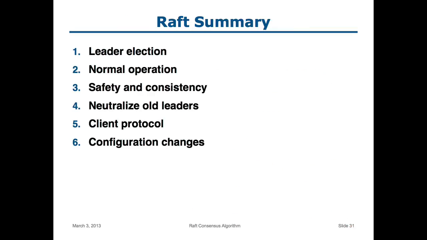This brings us to the end of the Raft presentation. Let me conclude by just reminding you of the six major pieces of the algorithm. The first piece is leader election, in which we make sure that at most one server can act as leader in any given term. Second, I described the normal operation of the system, where leaders accept requests from clients and replicate them across the cluster.